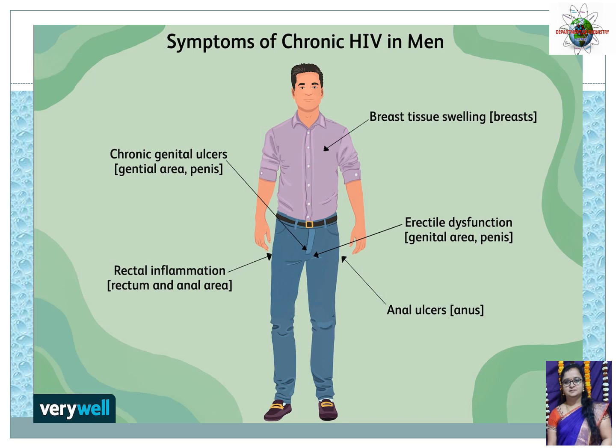These are a few symptoms of chronic HIV in men. Chronic genital ulcers, including the genital area and penis, rectal inflammation at the rectum and anal area, erectile dysfunction, anal ulcers, breast tissue swelling, etc.